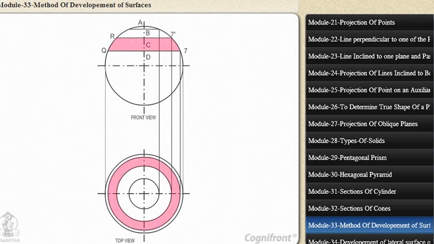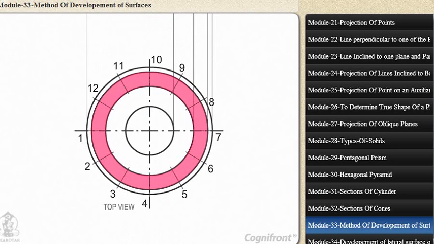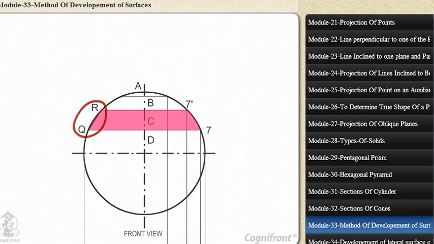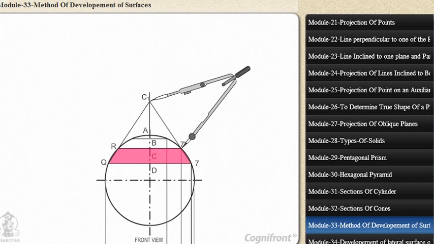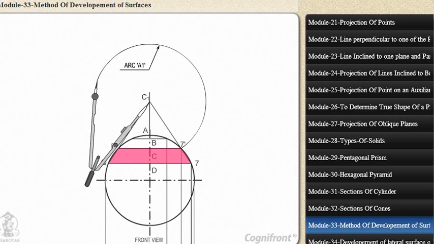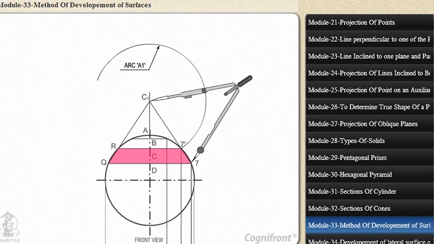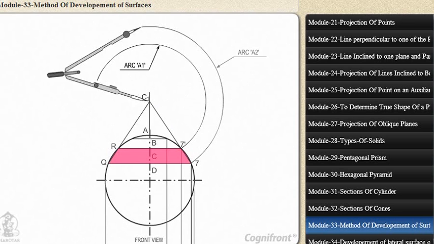Let us carry out the development of zone C. Divide the zone C into 12 equal parts in top view. Label them from 1 to 12 and 1 dash to 12 dash respectively. Join Q and R and extend this line to intersect at C1 with vertical center line. Similarly, join 7 and 7 dash and extend up to C1. Now, zone C is the frustum of cone C1, Q7. With C1 as center and C1 7 dash as radius, draw an arc A1. Similarly, with C1 as center and C1 7 as radius, draw an arc A2.